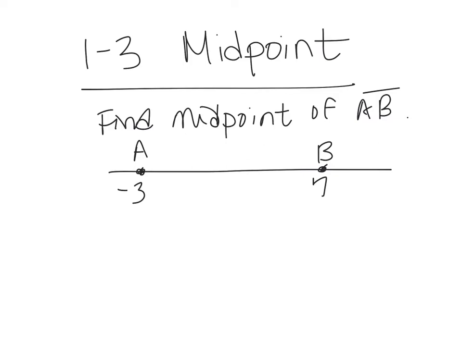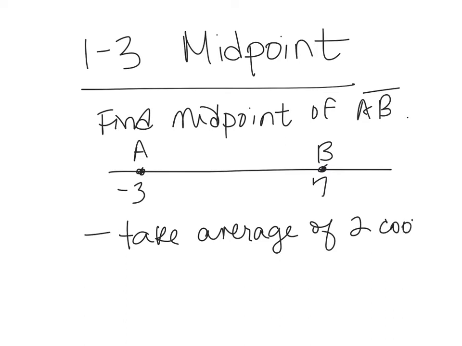It is the one smack in the middle. So basically, you take the average of the 2 coordinates. Okay, so officially the midpoint is x1 plus x2 divided by 2. So you add all the numbers together and divide by how many there are to get the midpoint.